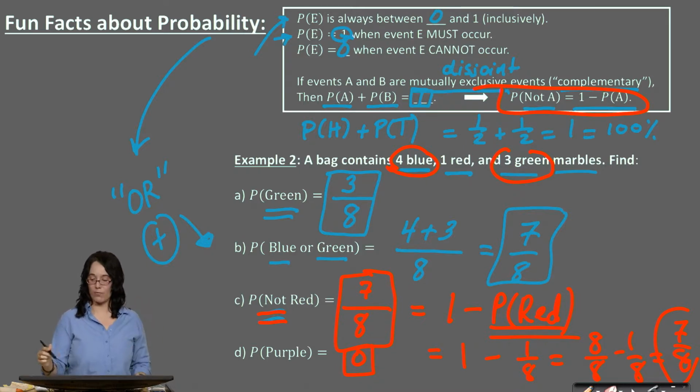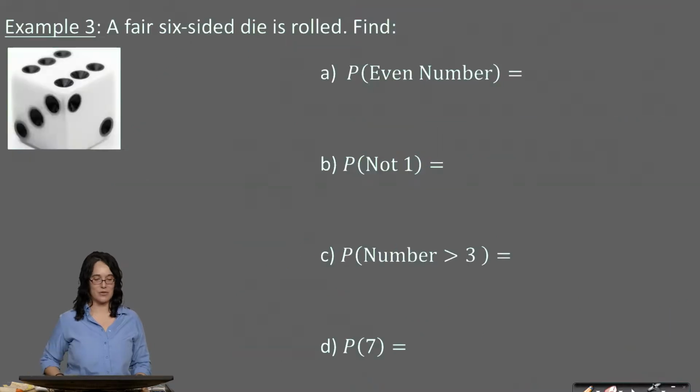Great job. Well, we have one more slide. Let's see if we can put this all to use. Pause the video and try this one on your own. So in this case, we have a nice die. A fair 6-sided die is rolled, and you want to find the probability of each of these. Now, this is theoretical again because they haven't given me any experimental data, okay? So in theory, what is the probability of getting an even number when I roll my die, okay?